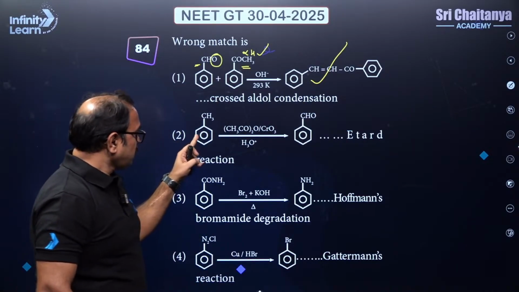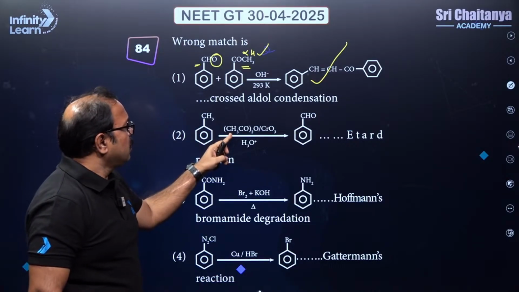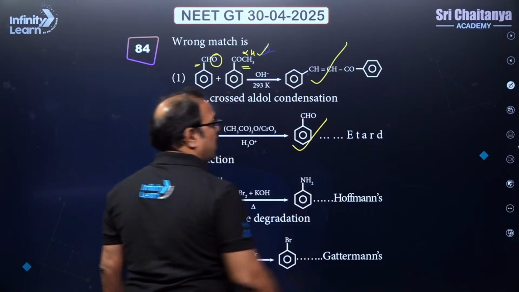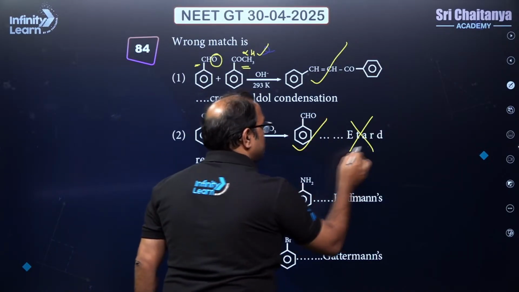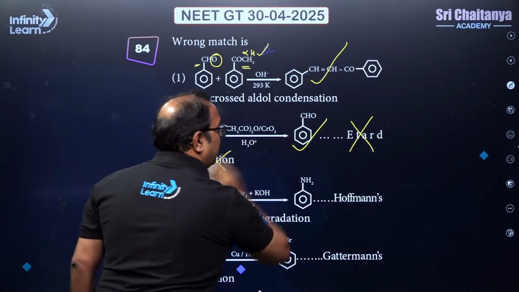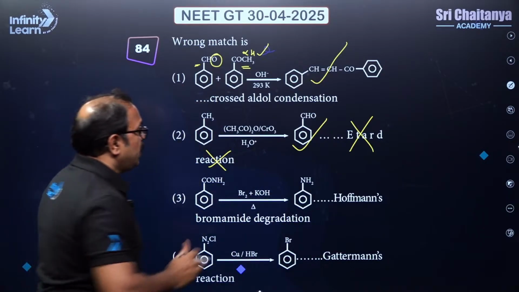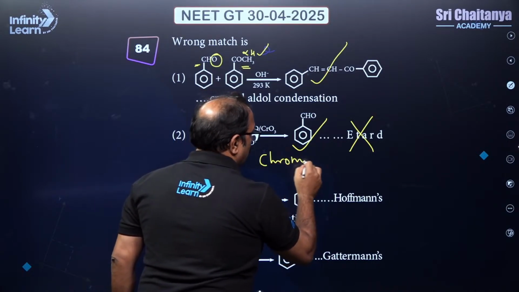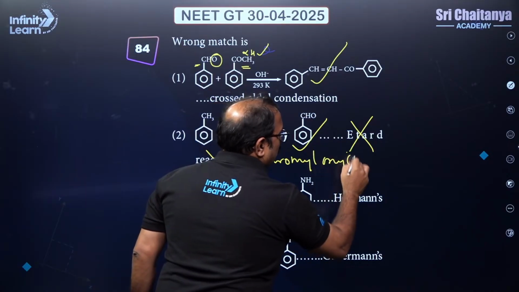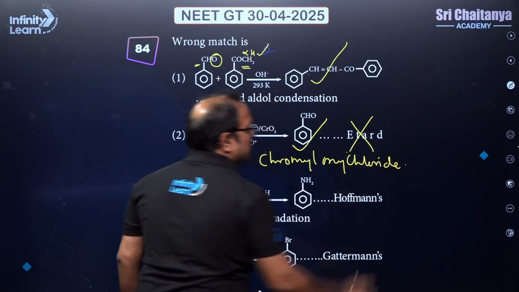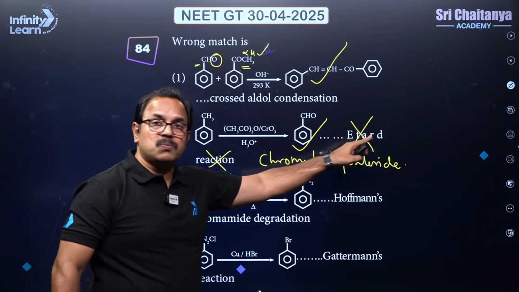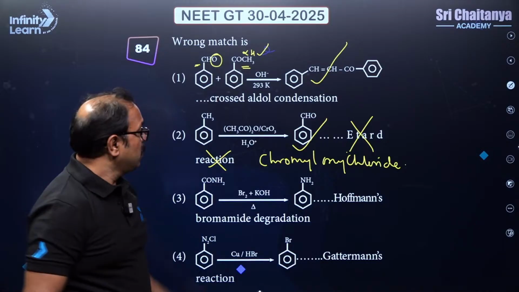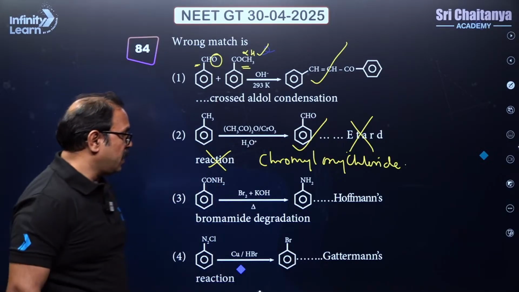Second one, toluene on reaction with acetic anhydride in presence of chromium trioxide, it gives benzaldehyde. This is also absolutely right, but this is not Étard reaction. This reaction is right, but it is not Étard reaction. In Étard reaction we use chromium oxychloride or chromyl chloride. Chromyl chloride is used, which is not mentioned here. So that is an important reagent we use, an oxidizing agent in the case of Étard reaction. Chromyl chloride is not given in this, so it is not an Étard reaction.